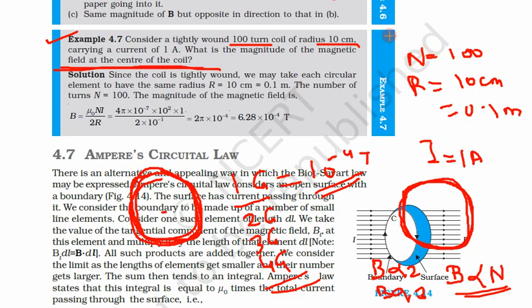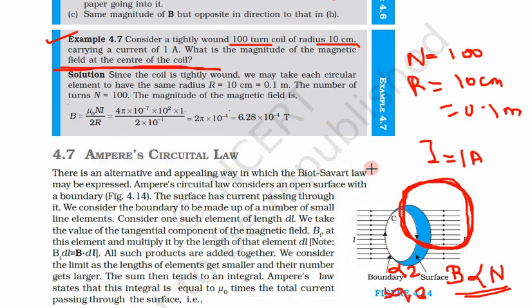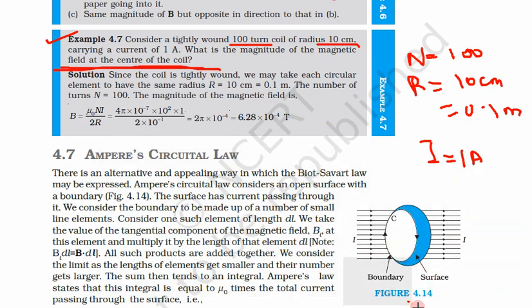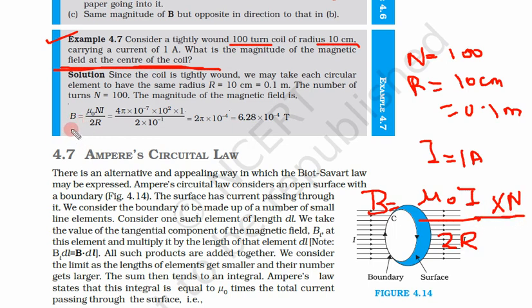So if there are n loops, whatever the magnetic field for a single loop, we will multiply simply by n. So what is the magnetic field for a single one? B is equal to mu naught I upon 2R. Now there are n loops, so we have to multiply by n as well. So this is our formula, B is equal to mu naught I n upon 2R.